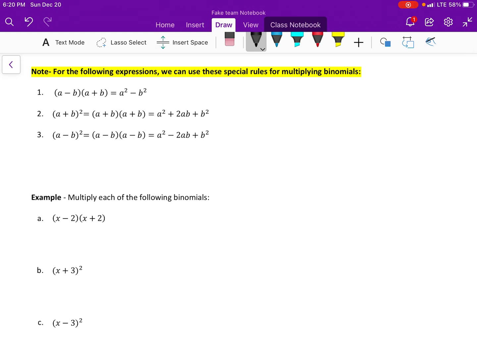So the first one, if you have an expression a minus b times a plus b, when you multiply those together, it's actually just equal to a squared minus b squared.